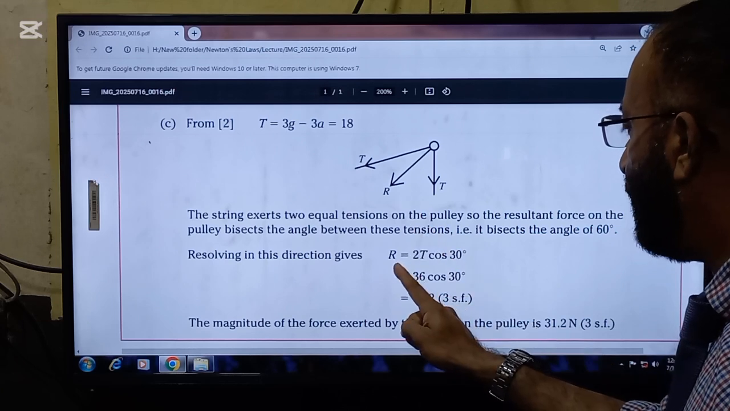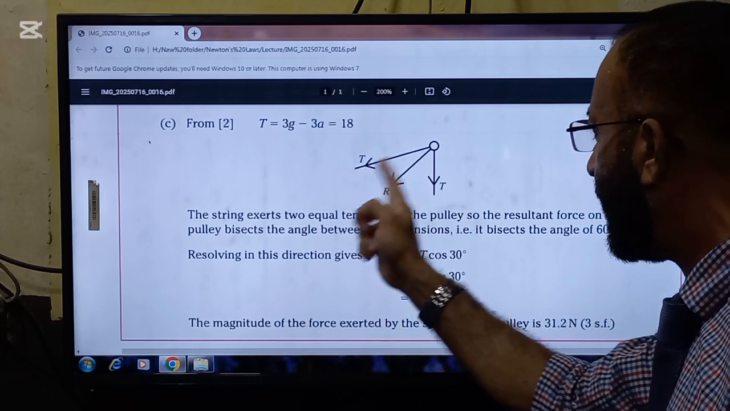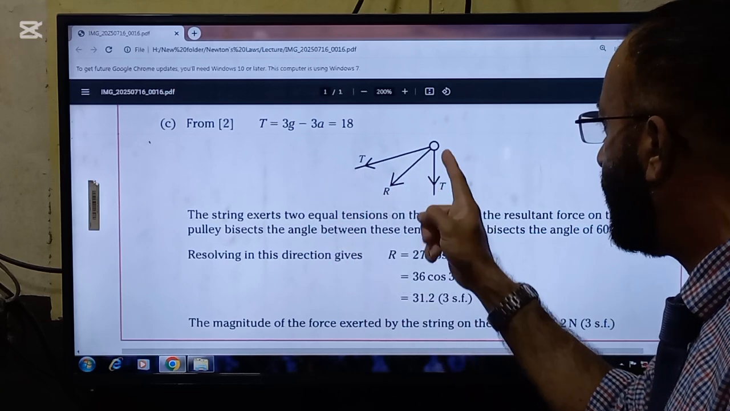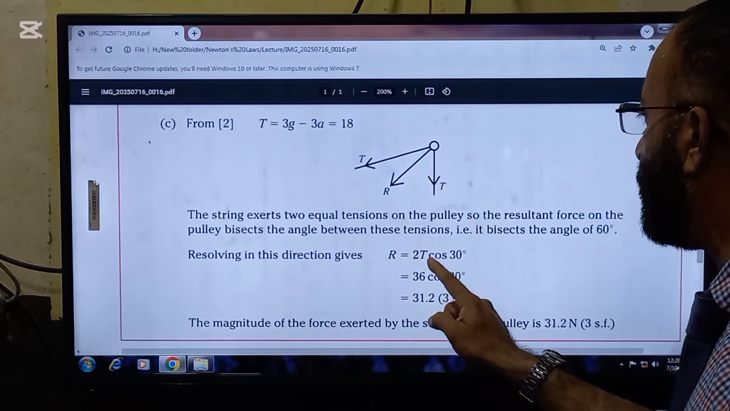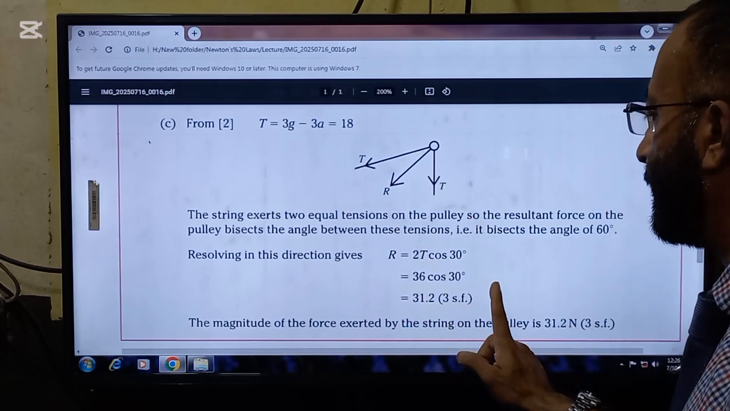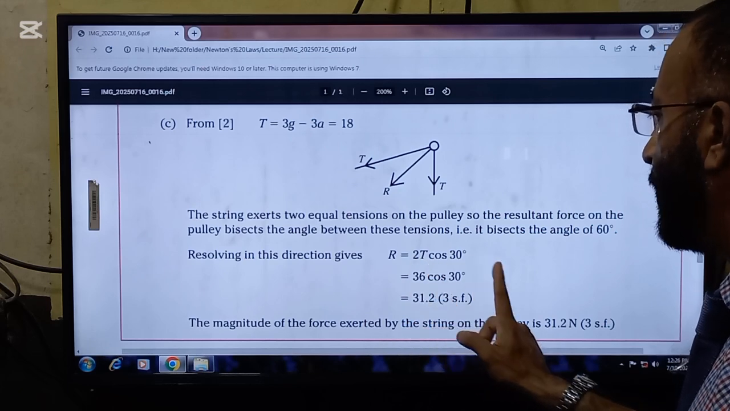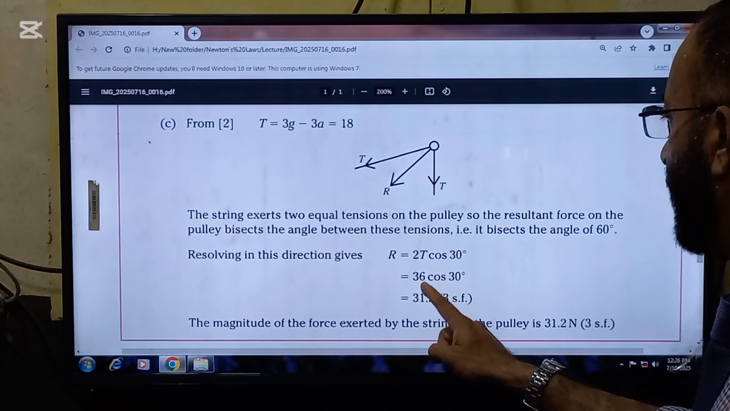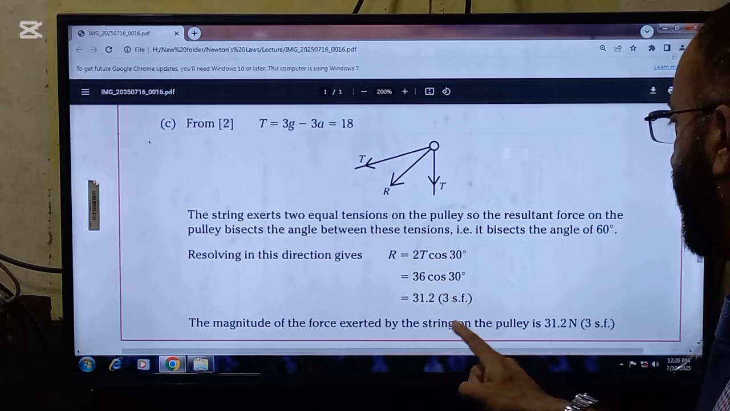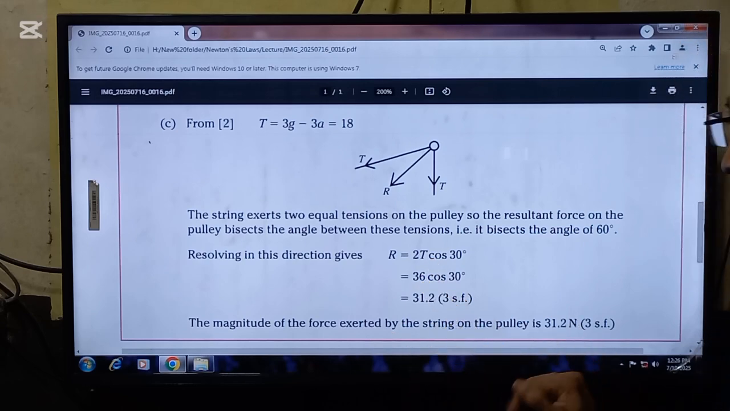The angle here is actually 60 degrees. So R will be equal to 2T, because here is one T and here is the second T, and bisecting the angle gives 2T cos theta. So R is equal to 2T cos theta. T's value is 18. Putting this value in and solving it on the calculator, this will be the answer.